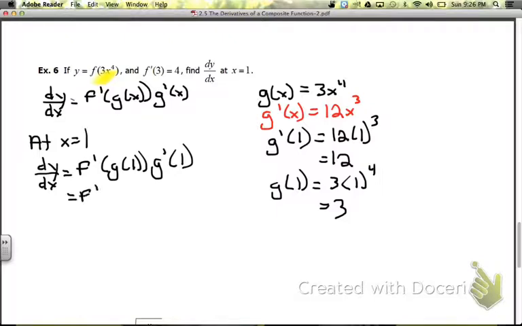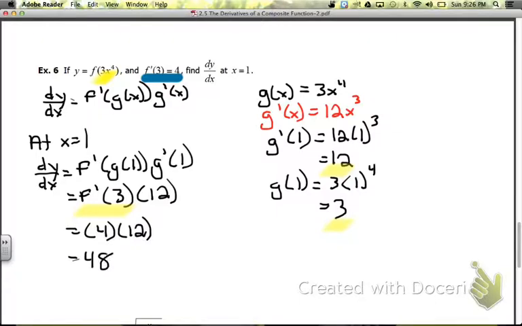So we have f prime, since our g of 1 is equal to 3, we sub in 3 there. And since our g prime at 1 is equal to 12, we just sub in our 12 there. So then we look at this and we think, well, what is f prime at 3? Well, excellent, because we know from the question that f prime at 3 is equal to 4. So we just sub in 4 there. So 4 times 12, which is equal to 48.